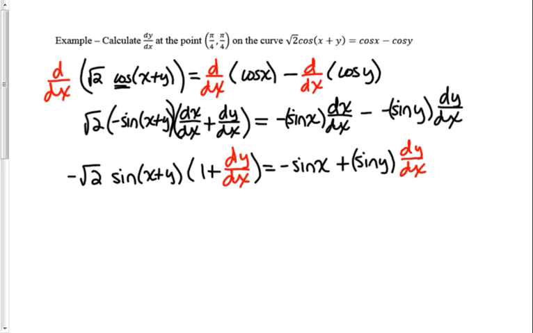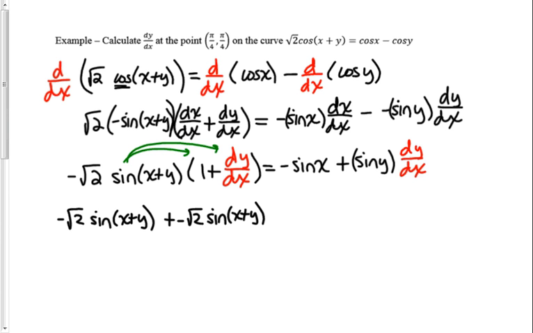Now, again, I'm trying to get dy dx by itself. So the first thing that I actually have to do is distribute in this very first term. I need to distribute my negative square root of 2 sine of x plus y to both of these. Then I can get my dy dx's on one side and get them by themselves. So I'm going to go ahead and do that now. So I have negative square root of 2 sine of x plus y times 1. And then I have negative square root of 2 sine of x plus y times dy dx. And the other side of the equal sign can stay exactly as it is.